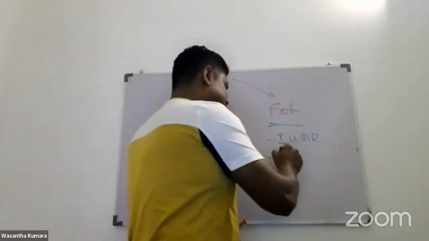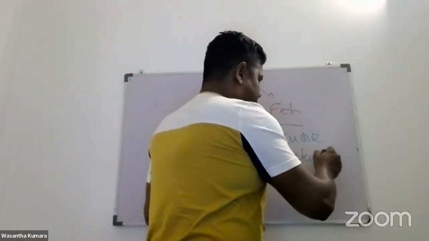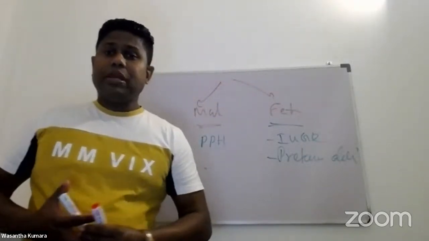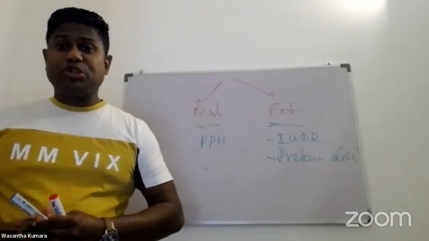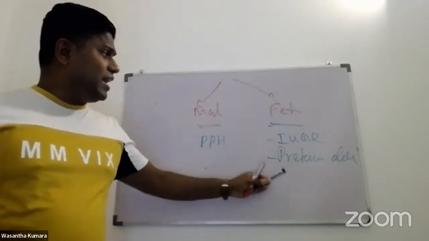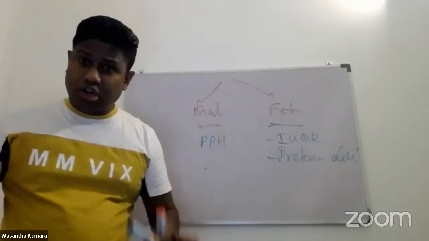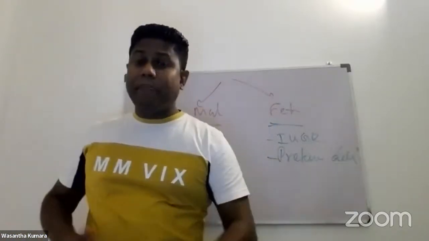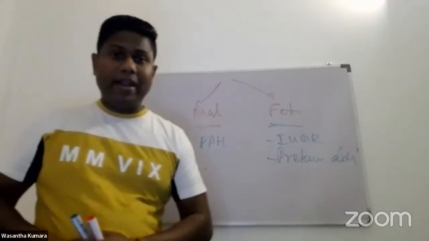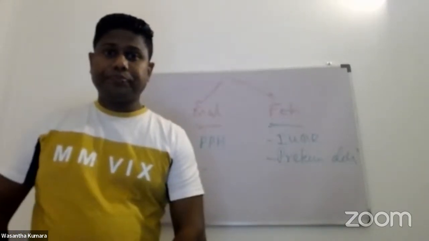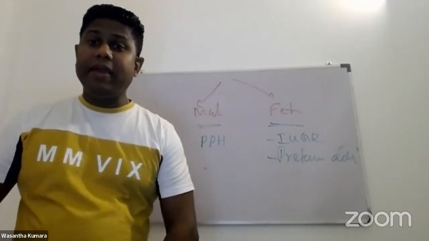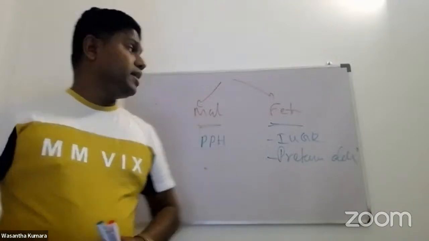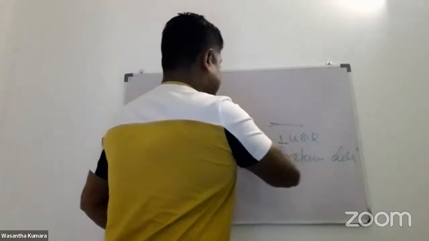Preterm deliveries can happen. Baby also can be anemic. Yes, true. Not very common. Fetal anemia and fetal IUGR are not common. Preterm delivery is common. But the main complication of anemia in pregnancy is maternal PPH. Okay, maternal PPH is the main concern as far as anemia is concerned in pregnancy.